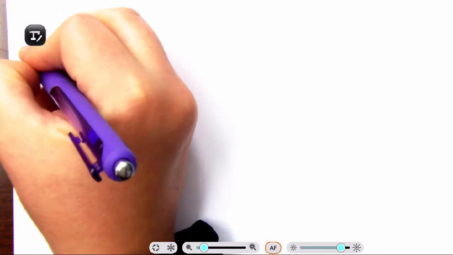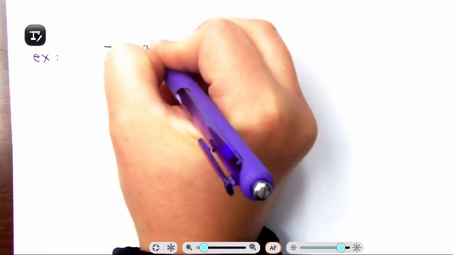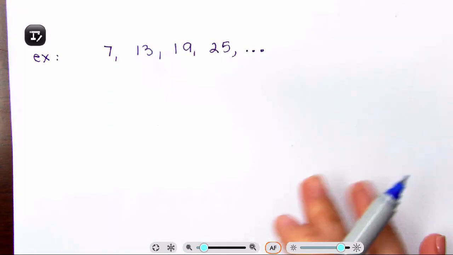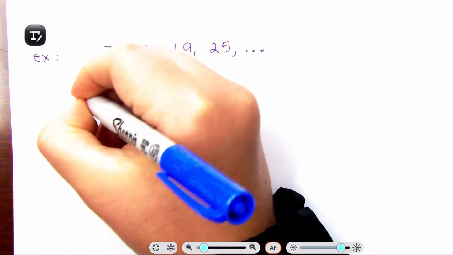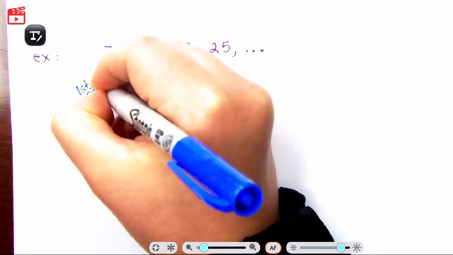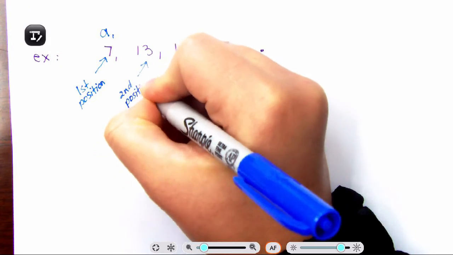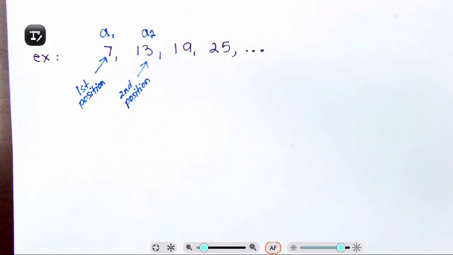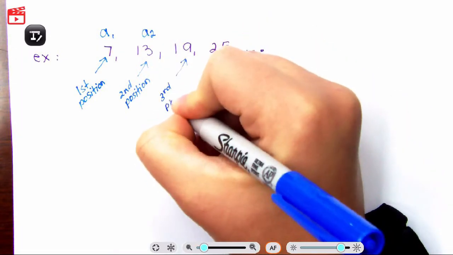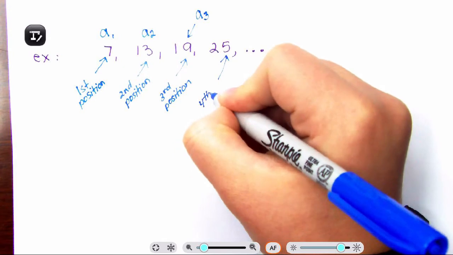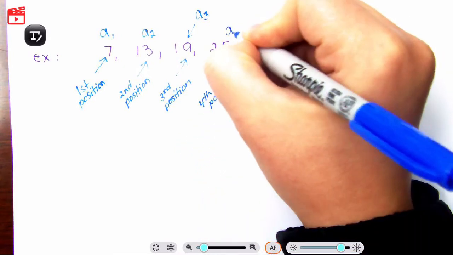So let's actually do an example of a list of numbers. Okay, so the first number that you write down, the first number that you see, that is in the first position. That is A sub 1. 13 is in the second position. That is A sub 2. So if you follow the pattern, this is in the third position. That is A sub 3. This is in the fourth position. This is A sub 4.